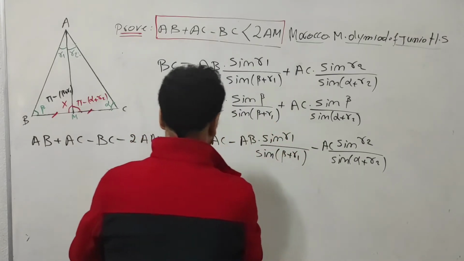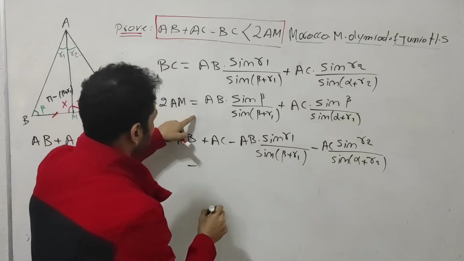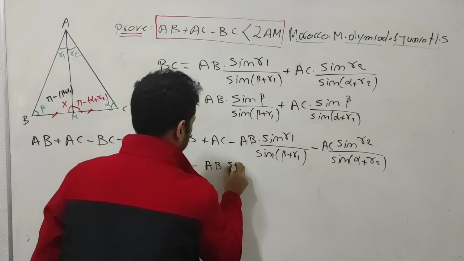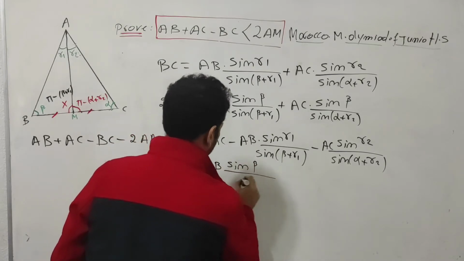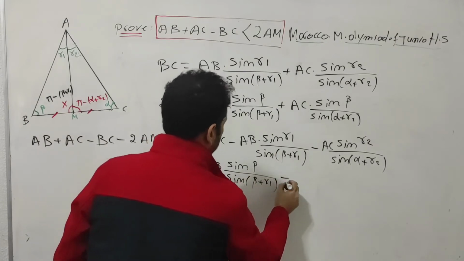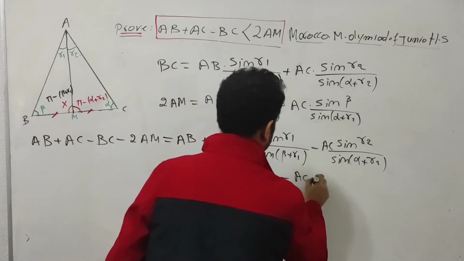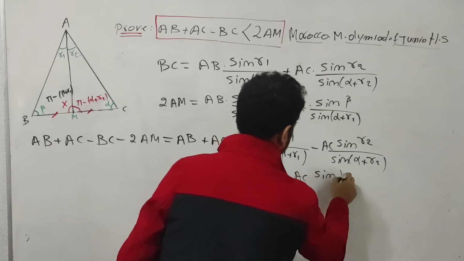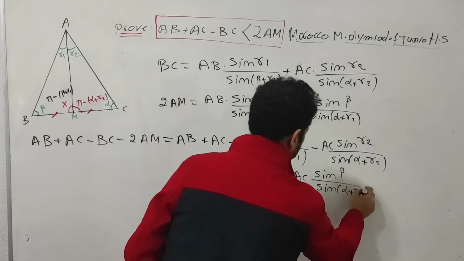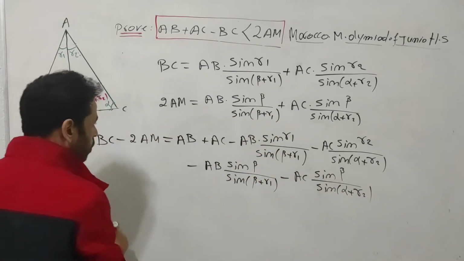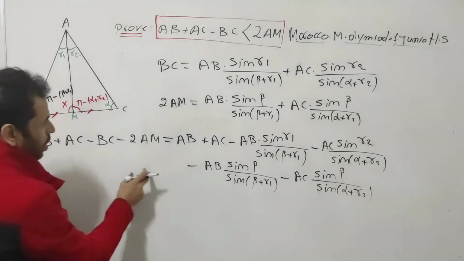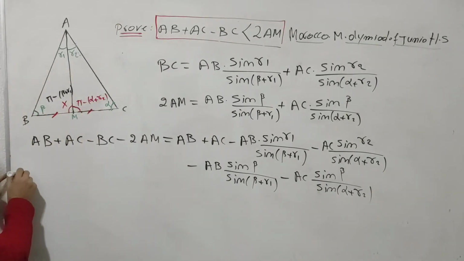minus 2 times EM, which is minus AB multiplied by sine beta over sine beta plus gamma 1, minus the distance AC multiplied by sine beta over sine of alpha plus gamma 2. Okay? I'm going to take the distance AB as a common factor for some numbers.